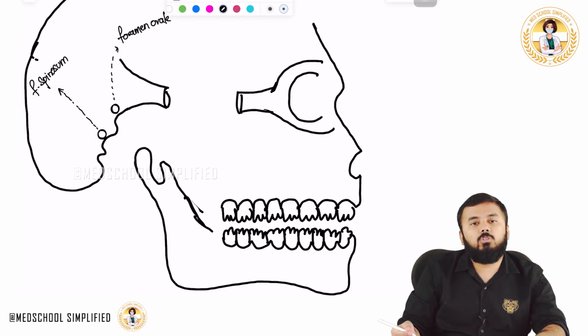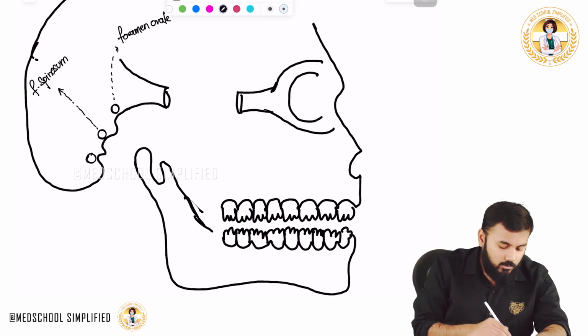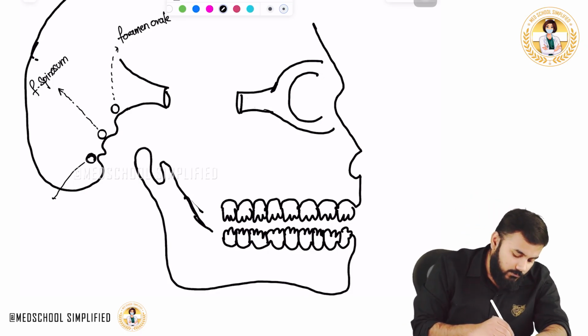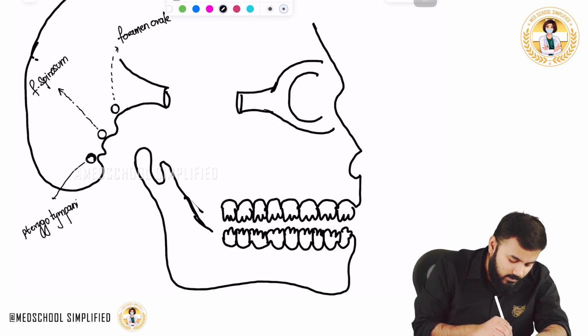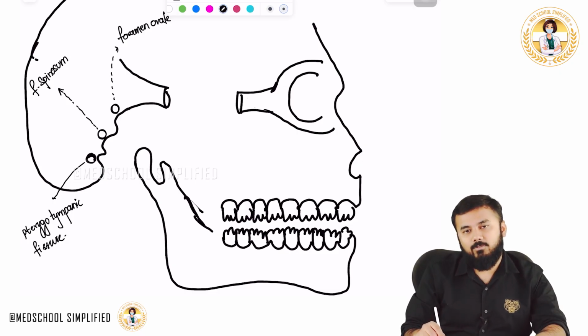Next, behind your foramen spinosum, you have another opening here, a fissure-like opening. This fissure-like opening which you can see over here is called the pterygotympanic fissure. This is called your pterygotympanic fissure.